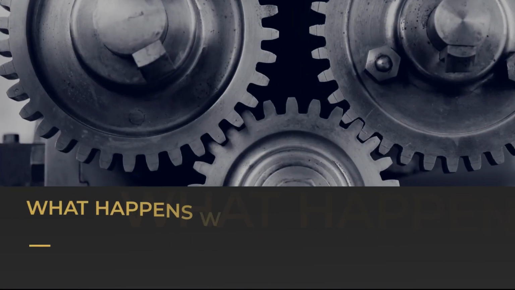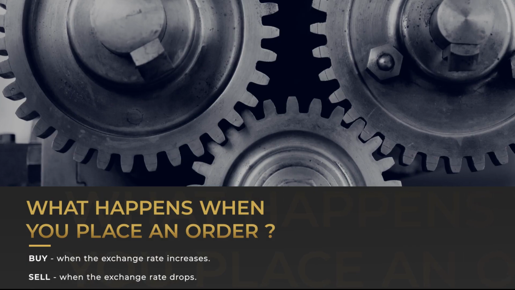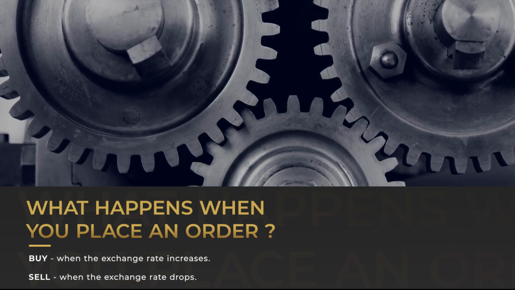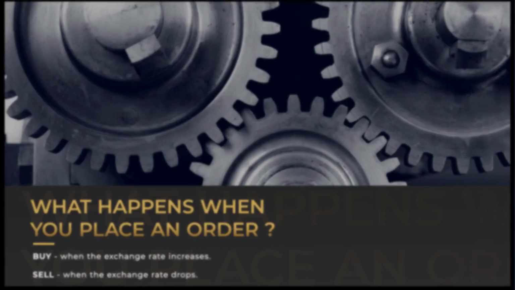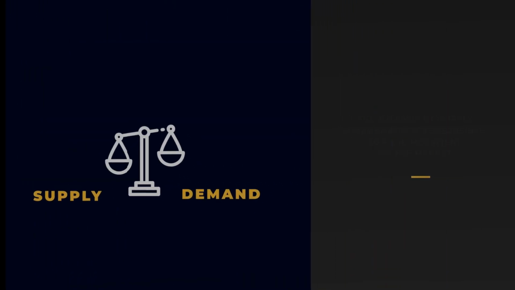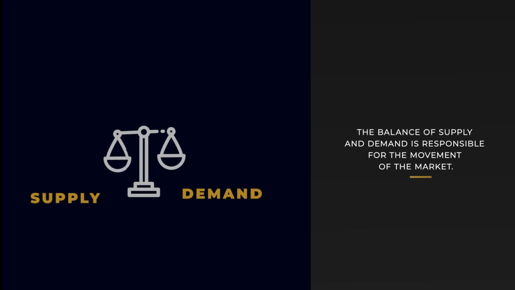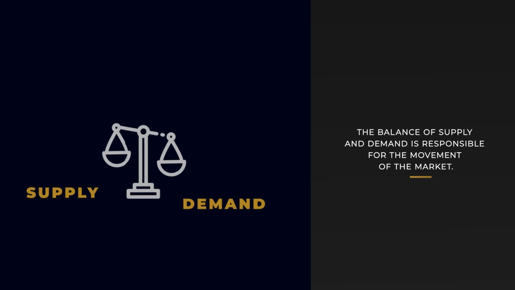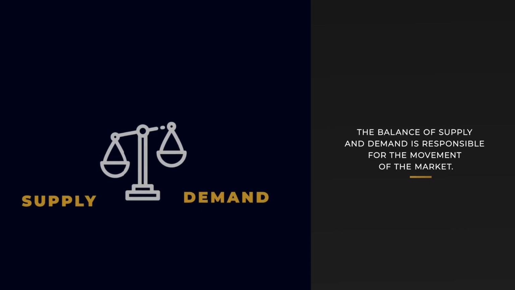It is important to know what happens when you place an order. When major market participants place a buy order, they will cause the exchange rate value to rise. The more buyers you have, the more the market will grow. On the other side of the scale, you have the sellers. They tend to reduce the exchange rate. Because when you have a large amount of currency, you have a low demand on the other side, and as the demand for the currency decreases, the value of that currency will also decrease.